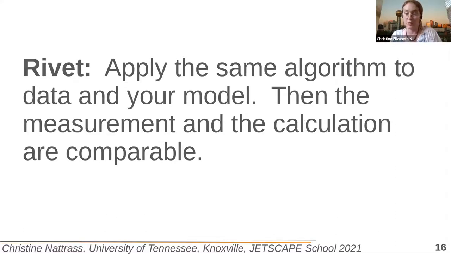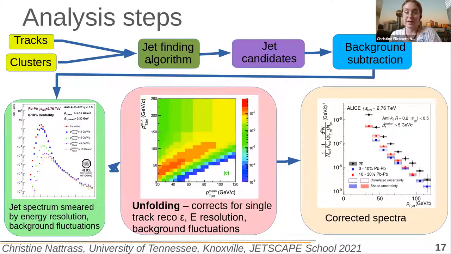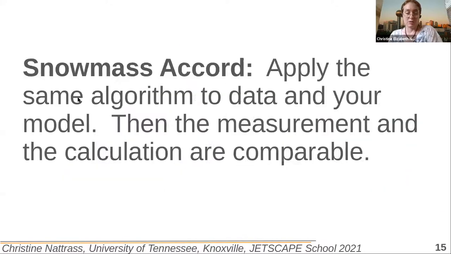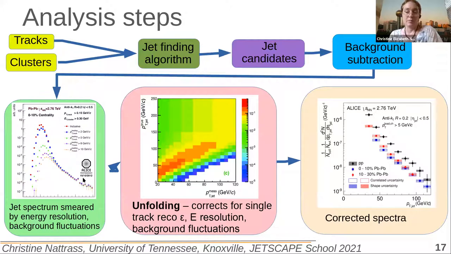So how does this work when we talk about JET and a Monte Carlo model that has background? Well, here's a schematic diagram showing the different steps in an experimental analysis. You take your tracks or clusters, feed them into a JET finding algorithm. You will get JET candidates, and every single particle is clustered into a JET candidate. You have to do background subtraction. You get a raw spectrum, and then you unfold using a response matrix. So this is going to correct for the smearing due to all sorts of experimental effects, as well as background fluctuations. And this is how you get your corrected spectra.